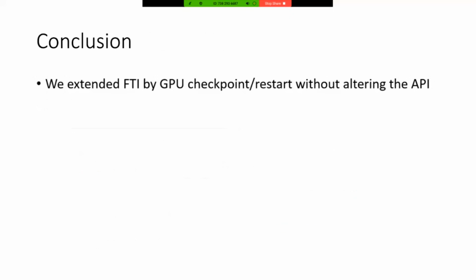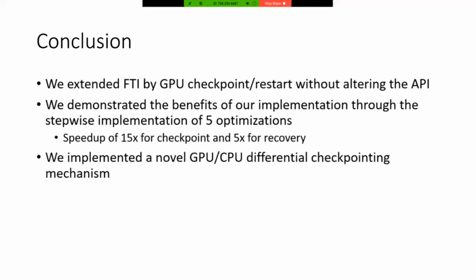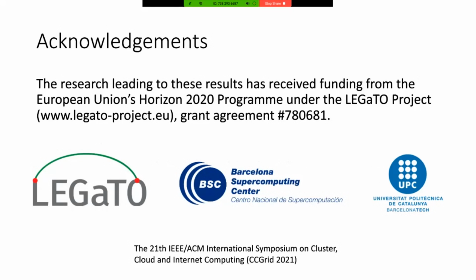Okay, so let's sum up. What did we do? We implemented GPU checkpointing for a multi-level checkpoint library without altering the API. And in the paper we demonstrated, I didn't show all the plots here, but in the paper we have many plots that show the benefits of our implementation compared to the naive implementation. And in addition to that, we implemented a differential checkpointing mechanism that leverages the hash sum creation on the GPU. Yes, and that's basically it.